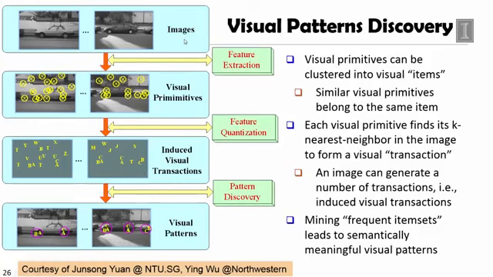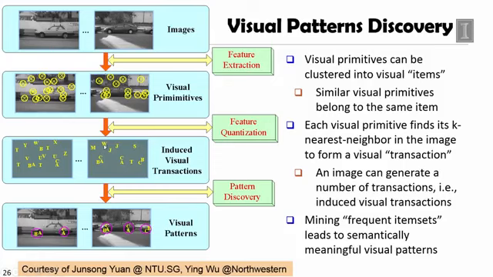For visual pattern discovery, from these images we can use feature extraction. We can extract lots of high dimensional features. They form visual primitives. Those visual primitives can be clustered based on their feature space. They may cluster into visual items. If those visual items are similar, then they belong to the same item, and you can map them into the same item ID. For example, you can map this feature into W, and maybe another picture has a similar one. They also call it W.